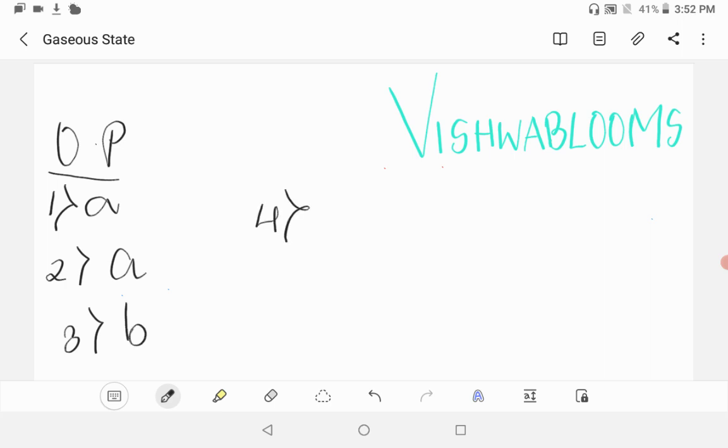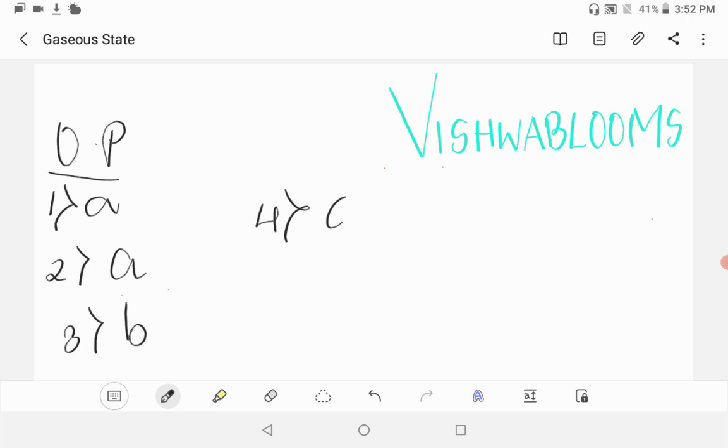Now we will see fourth one. Assertion: pressure of gas is equal to the force exerted upon unit area of inner walls of the vessel due to the molecular collision. Reason: at constant temperature for a fixed amount of gas, pressure is directly proportional to volume. It is option C. A is correct and R is incorrect.